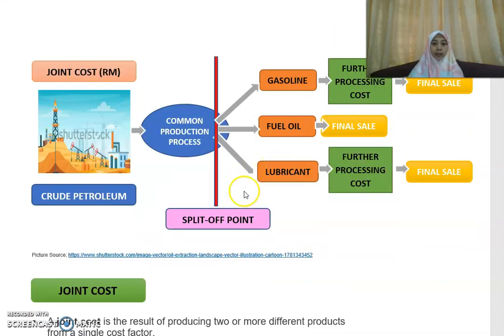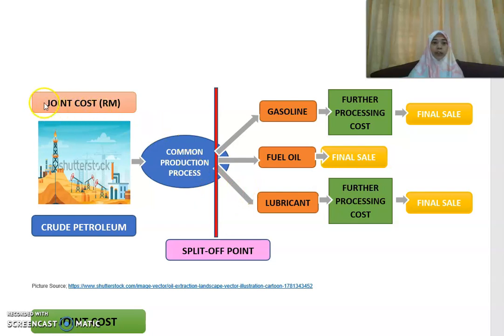So the issue here is that you want to identify how much is the cost for each of your products. You want to know how much is the cost for gasoline, fuel oil, and lubricant in this case. But before the split off point, you incur common cost. For that common cost, you need to find a certain basis so that you know how much is the cost for each of these products. Okay, with that, I thank you.